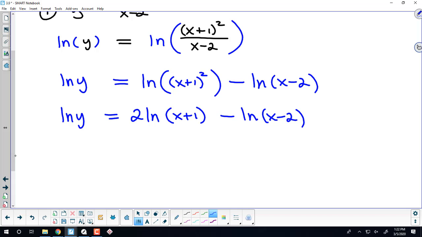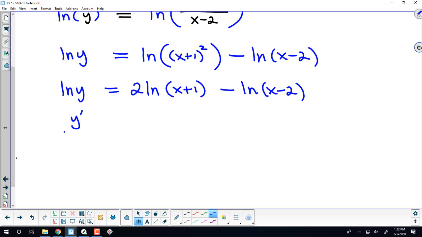At that point, then we take the derivative of both sides. So implicit differentiation, y prime over y, is equal to the derivative of our right-hand side. So we have, what's the derivative of 2 natural log of x plus 1? So 2 is a constant, it's out of the derivative. Derivative of the natural log of x plus 1 would be 1 over x plus 1, right?